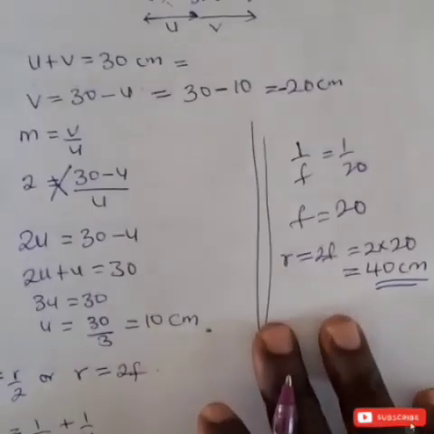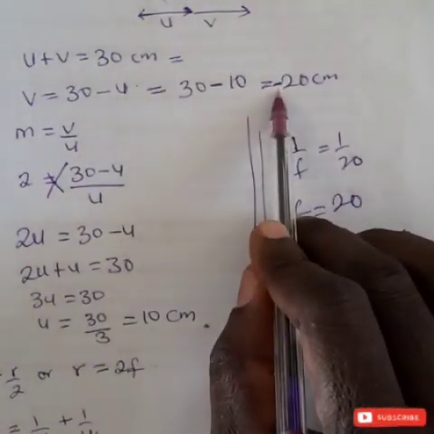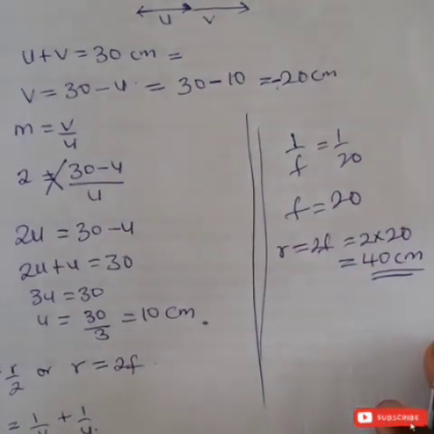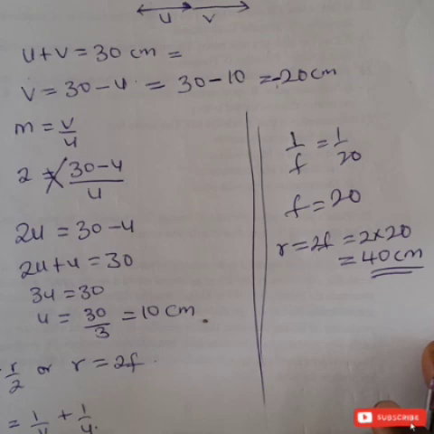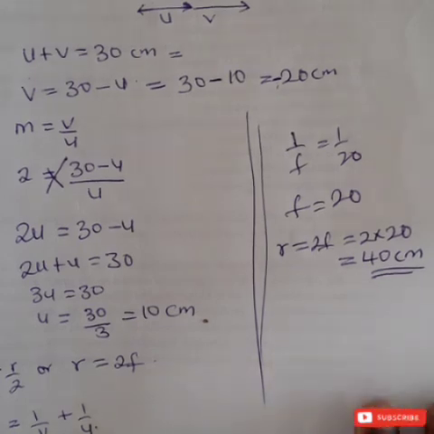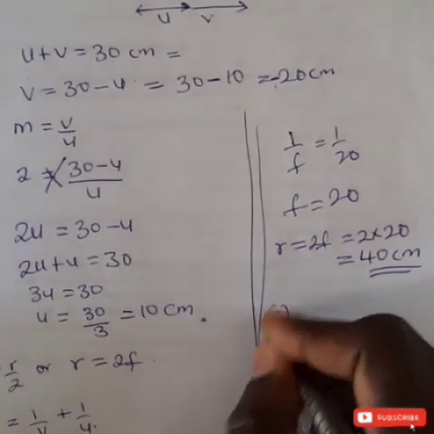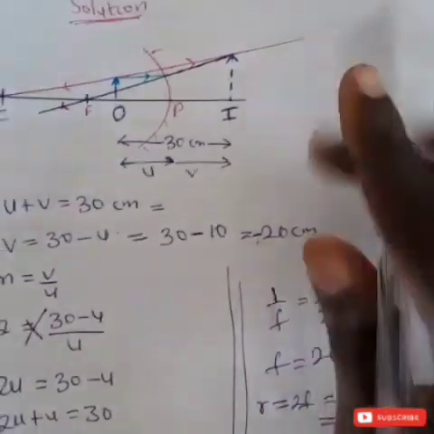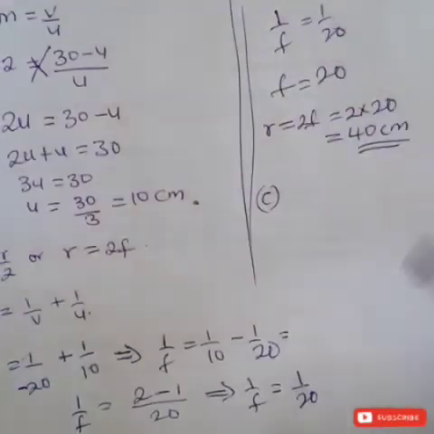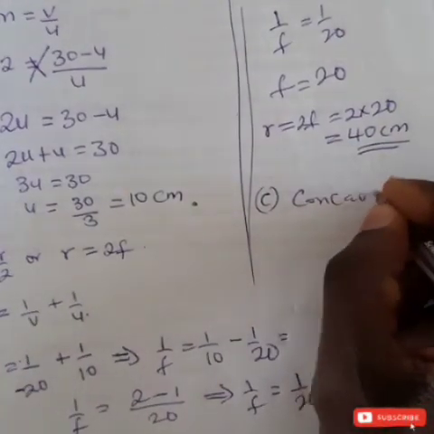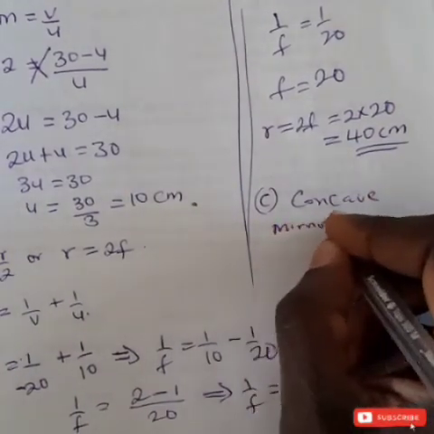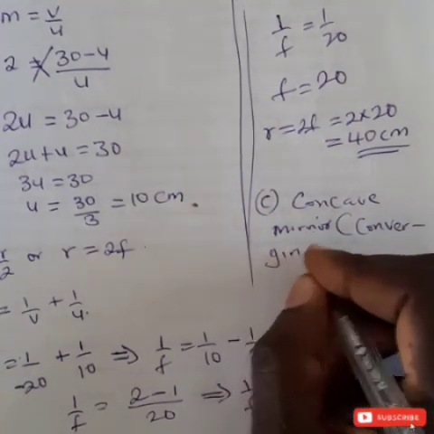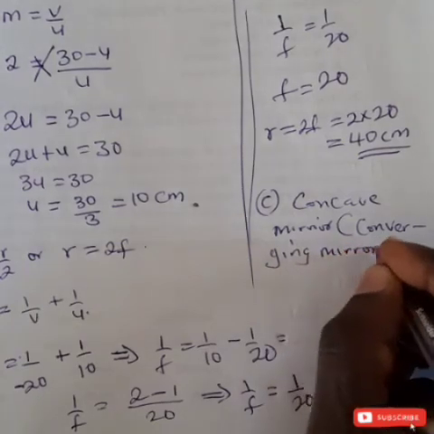Here you can see that, remember, because it's a virtual image, this must be minus 20. And finally, the C part of the question, it said if the image is virtual, what type of mirror is used? I think I've already answered that from the first part. Because the image is virtual and it is erect and magnified, the type of mirror used is a concave mirror, or you can call it a converging mirror.